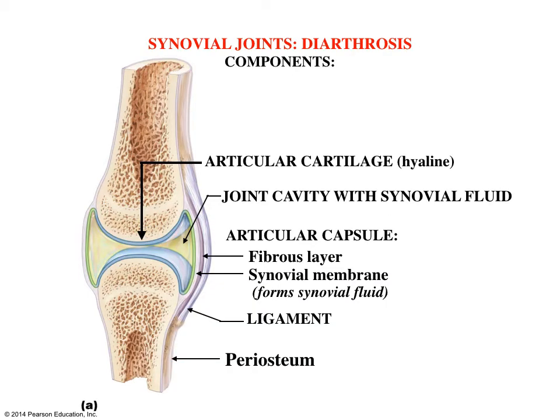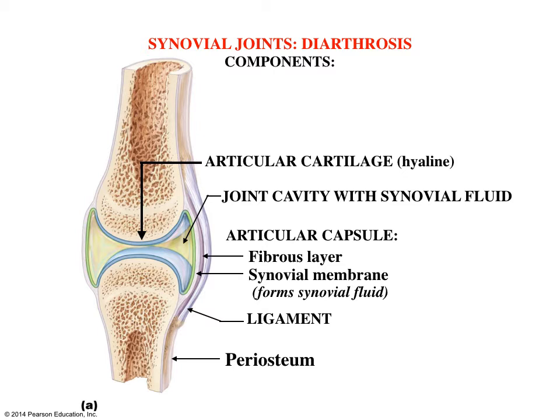Synovial joints are freely movable joints. The word for freely movable is diarthrosis. Major components of synovial joints would be articular cartilage, hyaline. This caps the two bones that are forming this joint. There is a joint cavity filled with synovial fluid, which helps to lubricate.